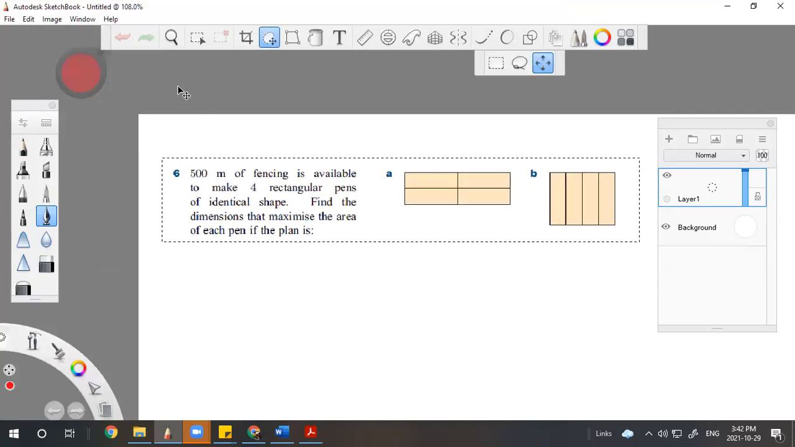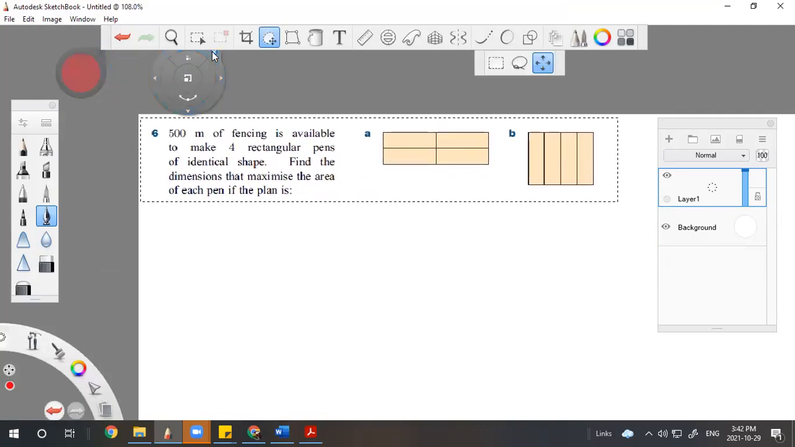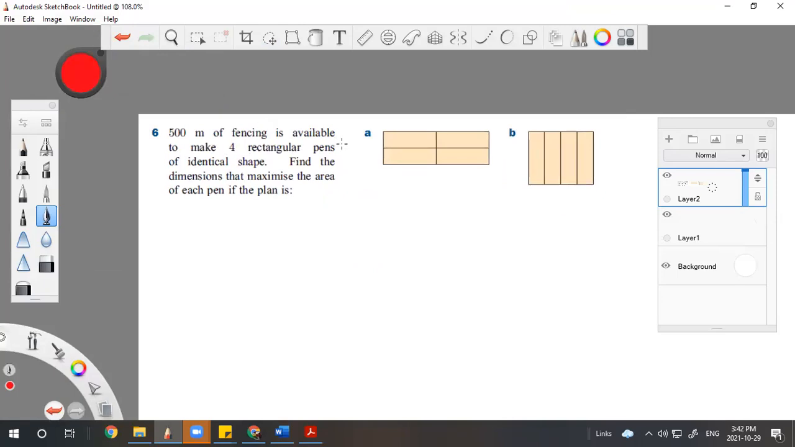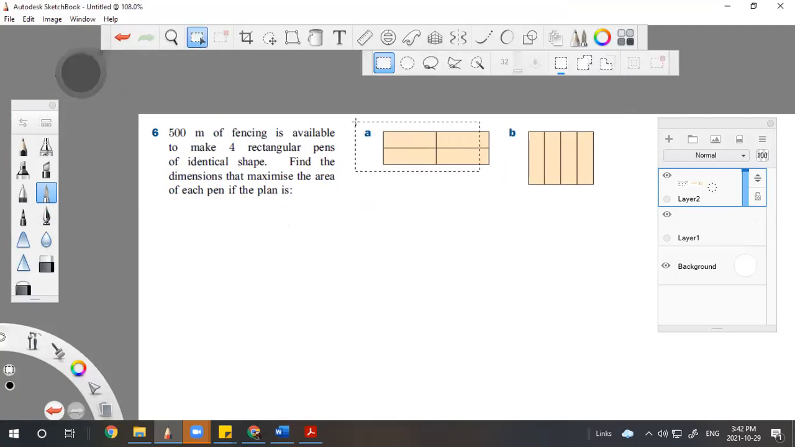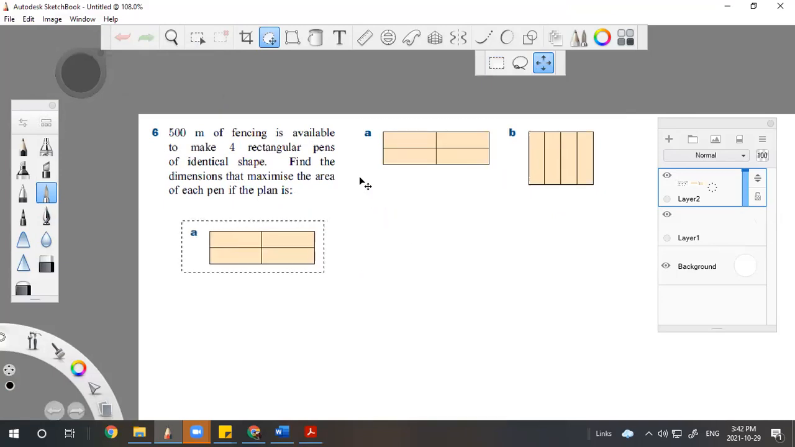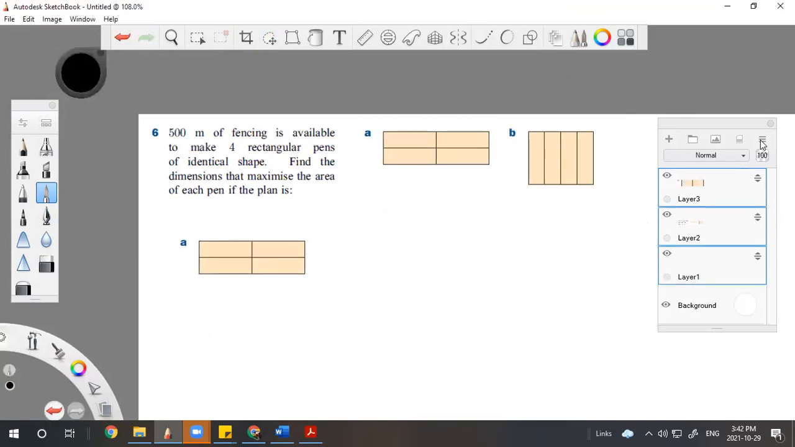Okay, I have to think it first because I haven't seen this kind of question. I found the fencing available to make 4 rectangular fences. Find the dimensions. If the plan is A and the plan is B. So we have two questions in one number. Focus on A first. So this is 500 fencing available.